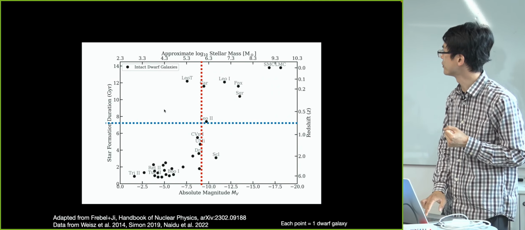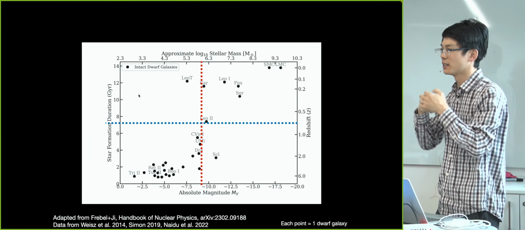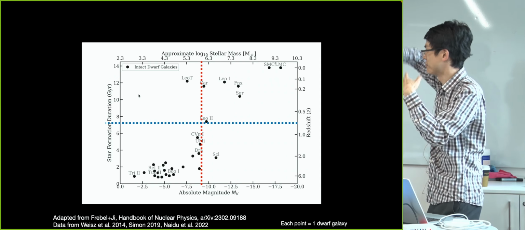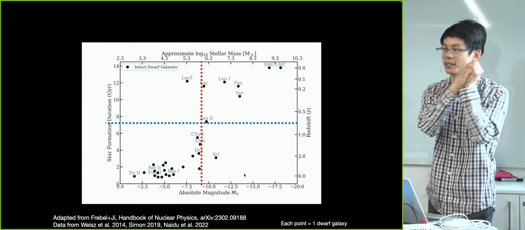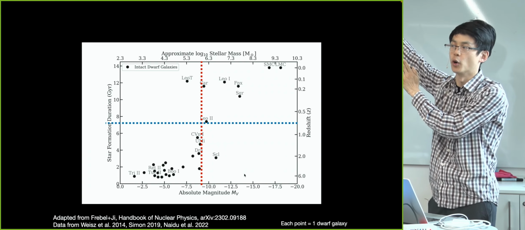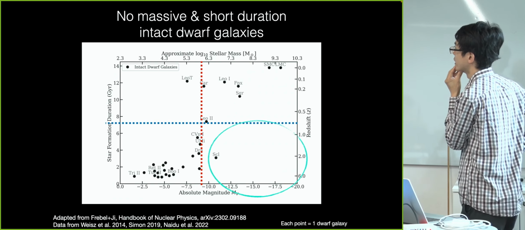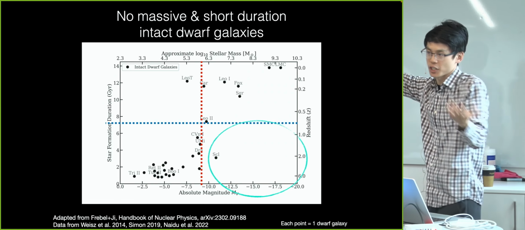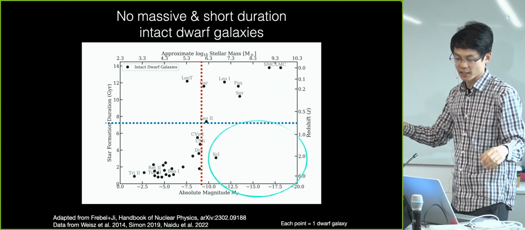There's a hole over here, which is low mass galaxies that stopped forming stars recently. Why are they not higher mass, if they kept forming stars over the whole history? And then the bottom right-hand corner also makes sense, right? If you're a high mass system, why would you stop forming stars? And so when you look at all of the intact galaxies in our local volume, what you see is that there's just a dearth of massive and short duration dwarf galaxies.